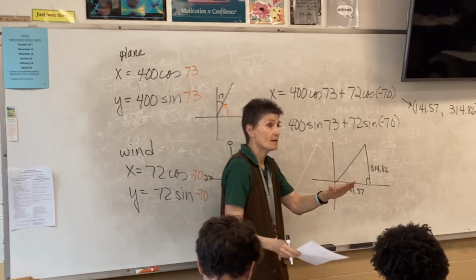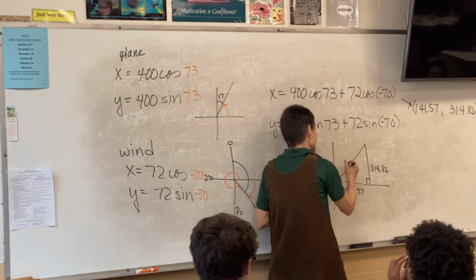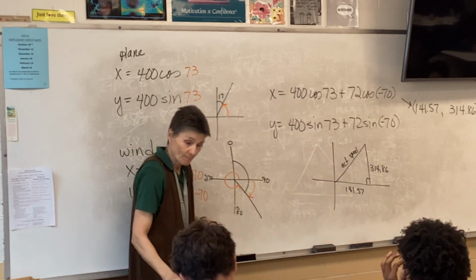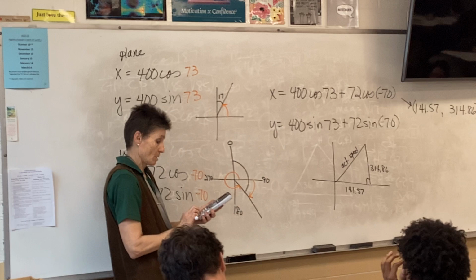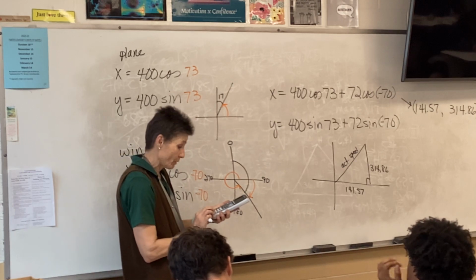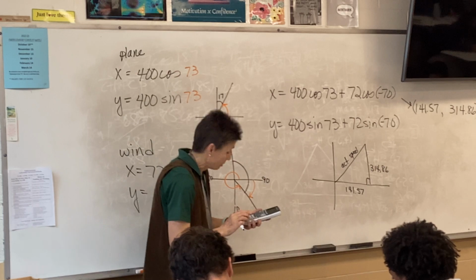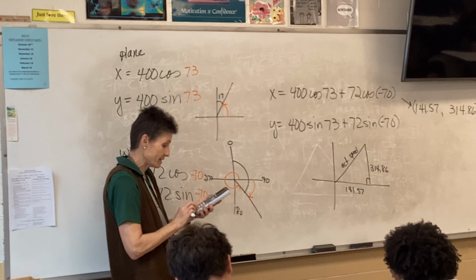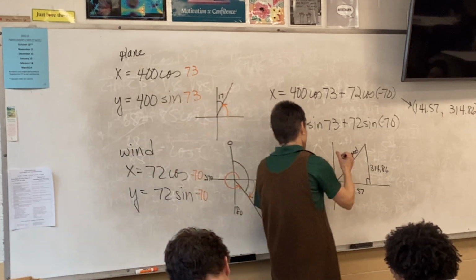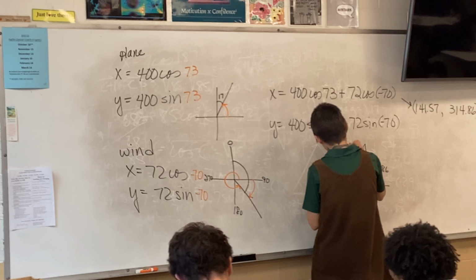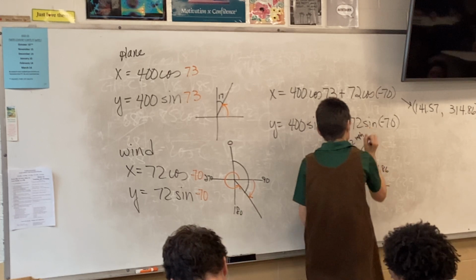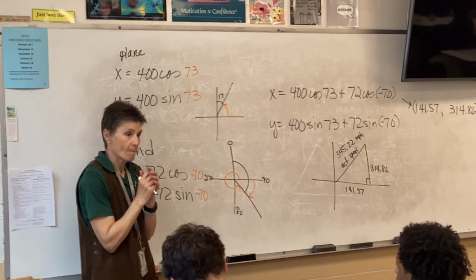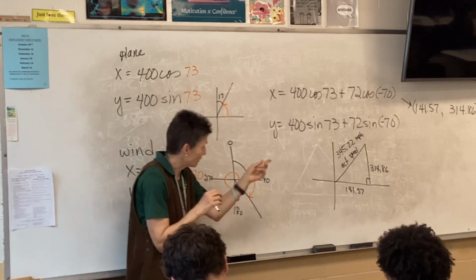I've got my coordinates. But now I need the magnitude. This is going to be the actual speed. This is going to be the resultant speed, that magnitude. So how will I do that? Square 141.57 plus 314.86. Add them up and take the square root. The resultant speed of this plane is 345.22 miles per hour. No, yeah, I didn't get what I got there.